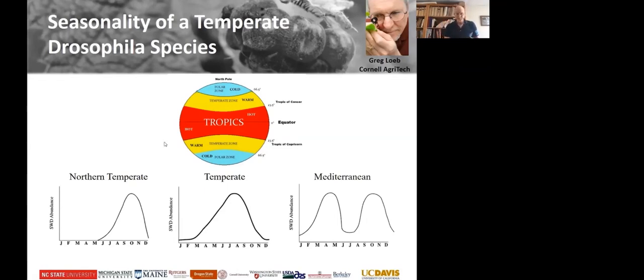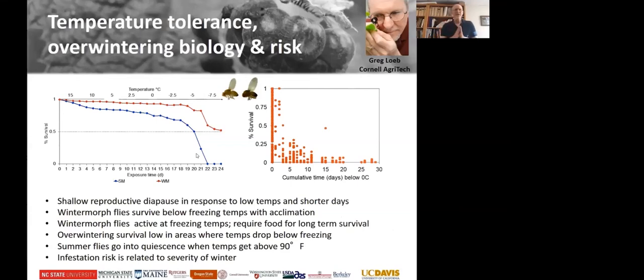Next slide, please. We've done a lot of work on temperature tolerances, both low temperatures in the winter and high temperatures in the summer. And on the bottom here, I just summarized some of the take-home messages. One, we found that spotted wing Drosophila goes into a diapause, which is a way for them to change morphologically and physiologically to help them survive cold temperatures. And they get a lot of that, especially in the northern parts of the United States.